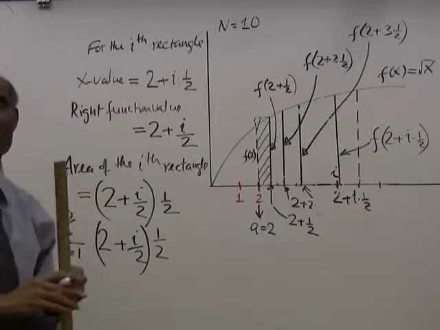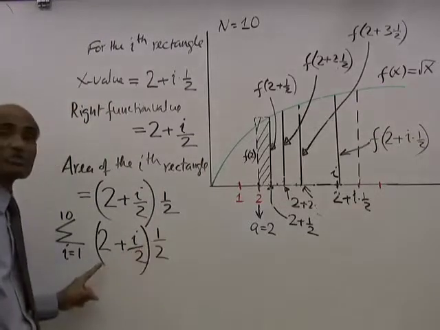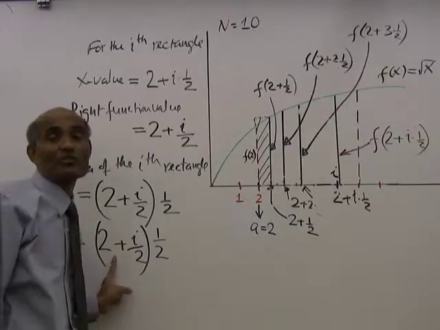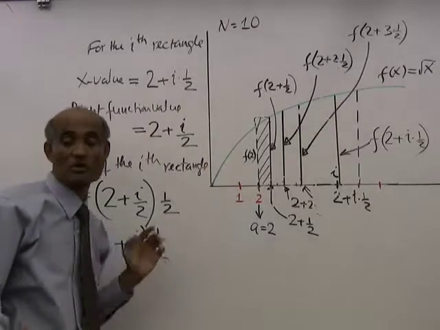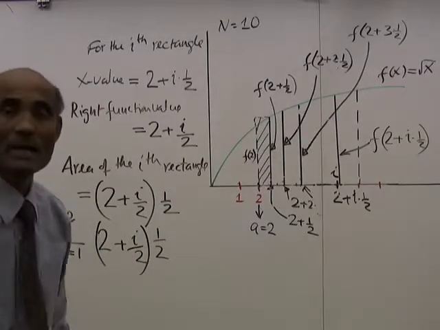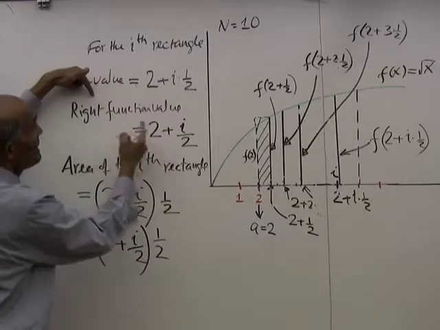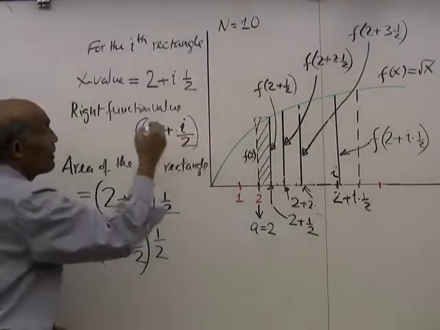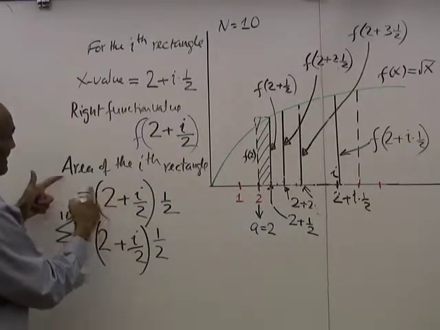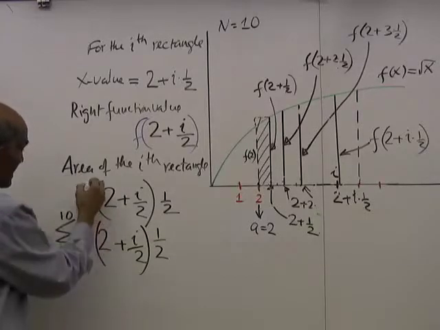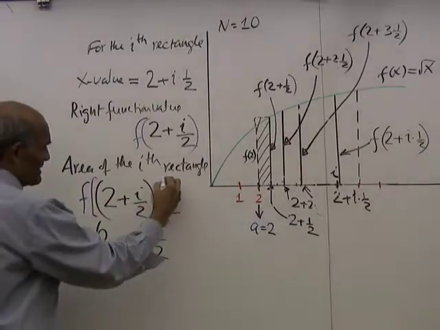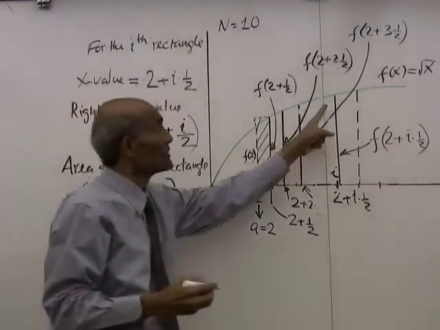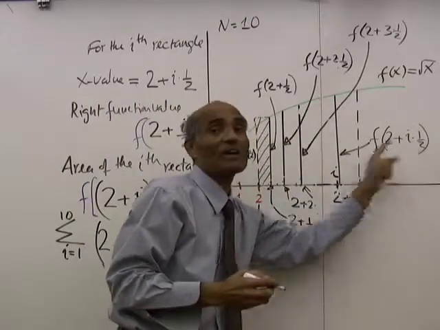Let's do this on the calculator now. I want you to write this down so that when I do it on the calculator, you know that we are working with this, because when I turn the calculator on, this screen will disappear. I want to apply a small correction in here. The right function value is not 2 plus i over 2, but f of 2 plus i over 2. And the area will be f of 2 plus i over 2 times 1/2. Is that right? Because it depends on the function. This height is f of 2 plus i over 2.